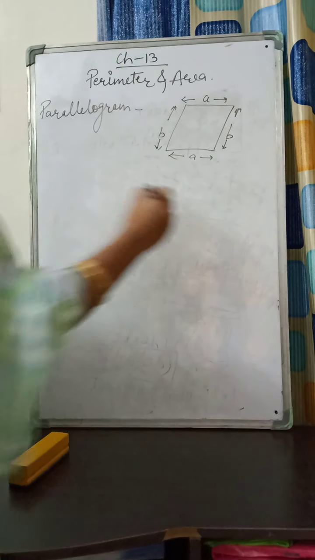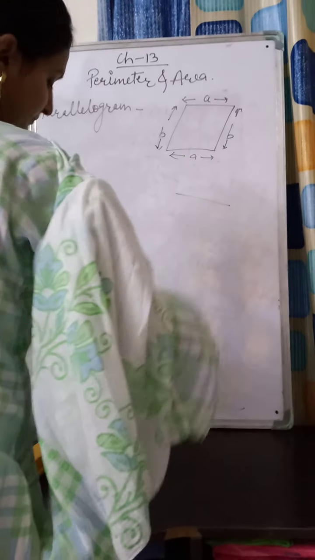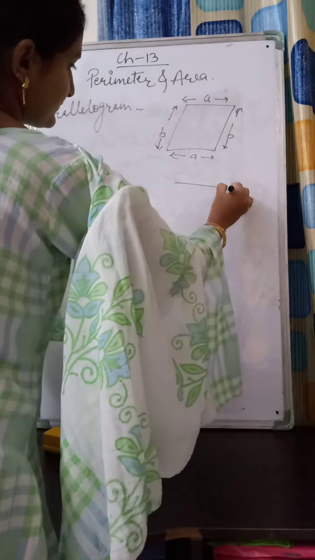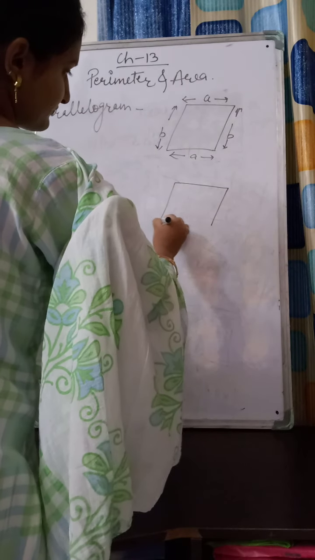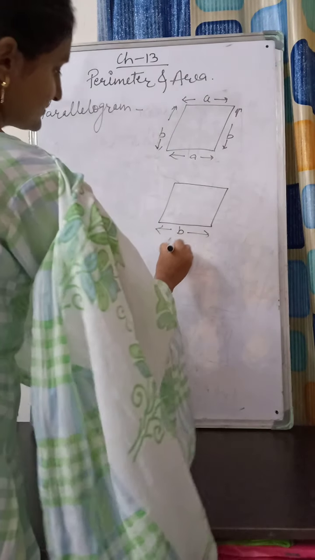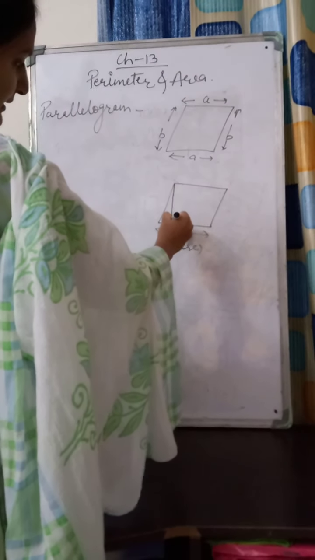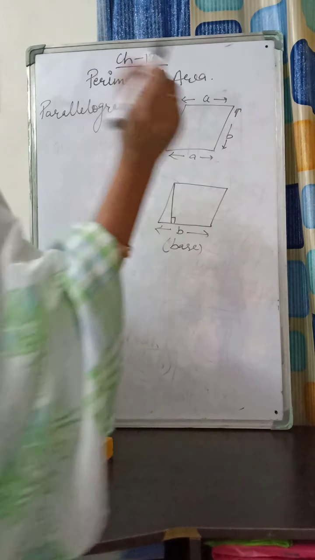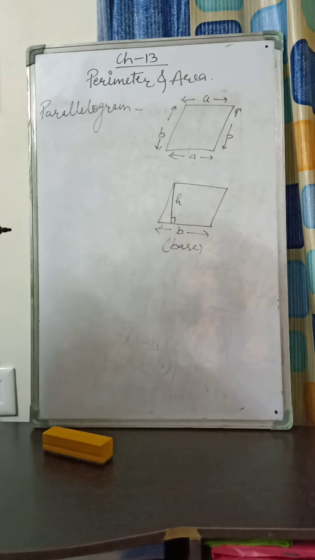And in another form, we say that in a parallelogram this is the B, that is the base, and this is the perpendicular on the base, and this perpendicular on the base is the height of the parallelogram.